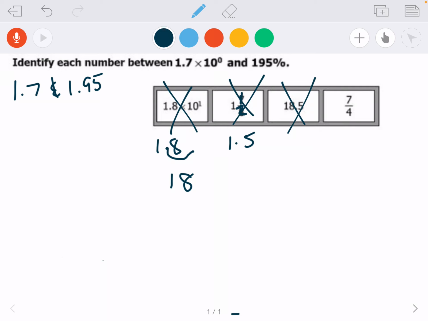The last one is 7/4. If you change that into a decimal, 7 divided by 4 is 1.75. That is in between 1.7 and 1.95, so that is the answer that we are looking for.